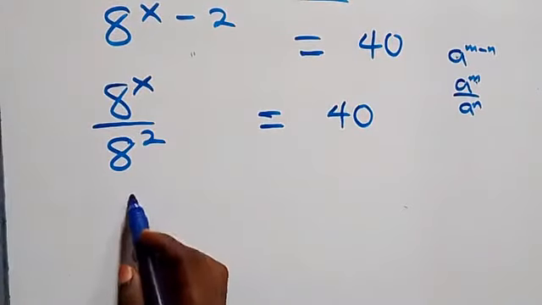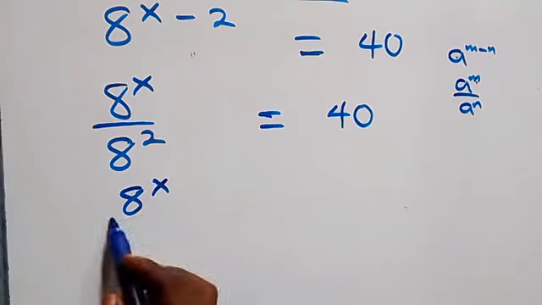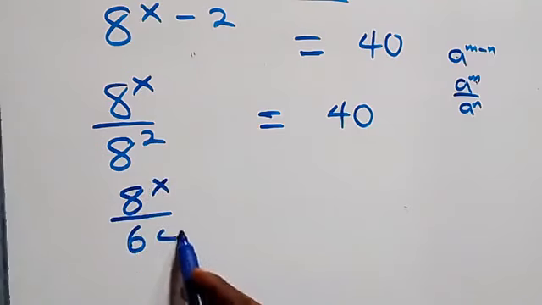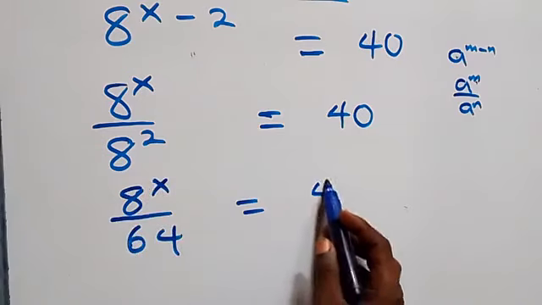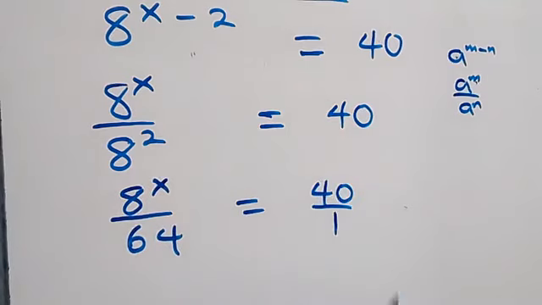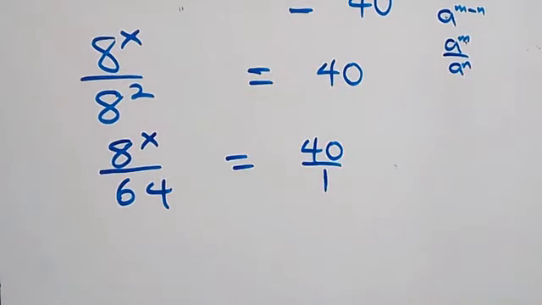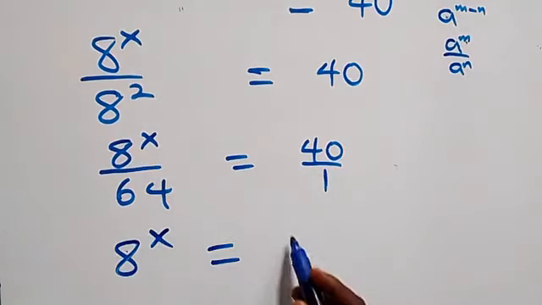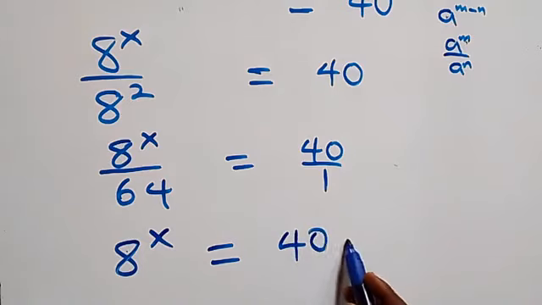And here we can write this as 8 raised to power x over 8 squared, as 64, and equals to, here we can write this as 40 over 1. And when we cross multiply here, 8 raised to power x times 1, same thing as 8 raised to power x, which equals 40 times 64.